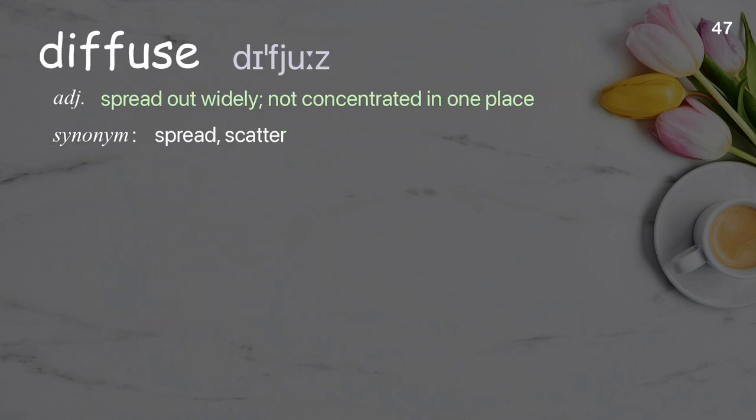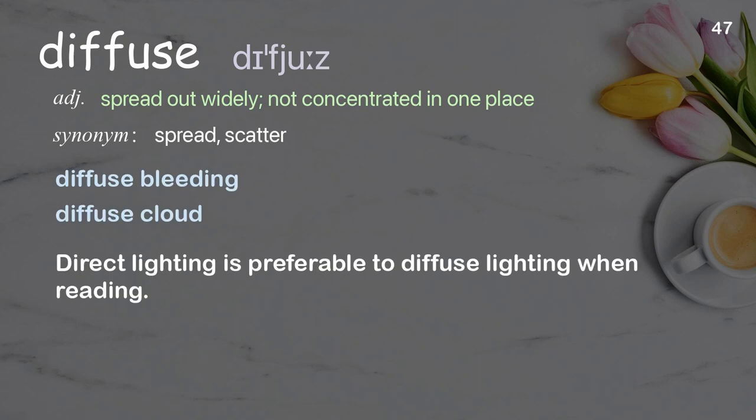Diffuse: spread out widely, not concentrated in one place. Examples: diffuse bleeding, diffuse cloud. Direct lighting is preferable to diffuse lighting when reading.